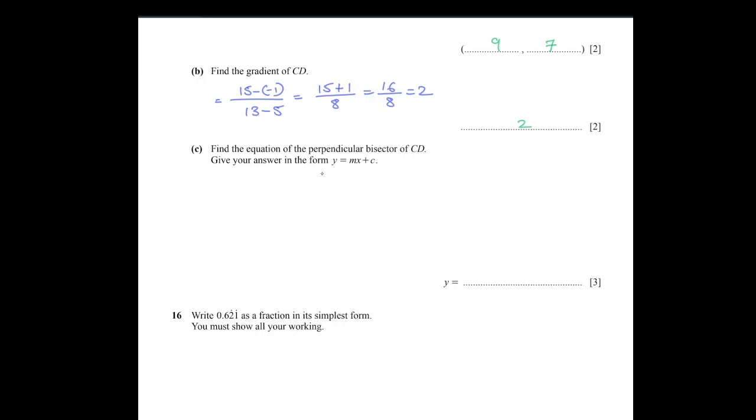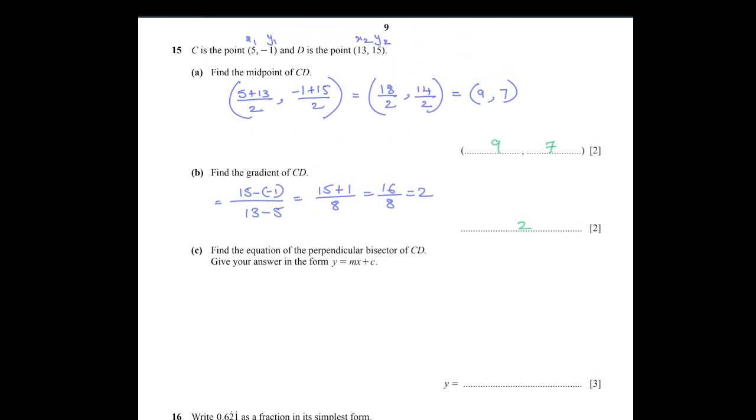So this perpendicular bisector will also pass through the midpoint of the line which we got. So (9, 7) will be the point which it passes through, and gradient m will be the negative reciprocal of the gradient of the line CD. This is the point and gradient. Now using this point and gradient we'll find the equation.